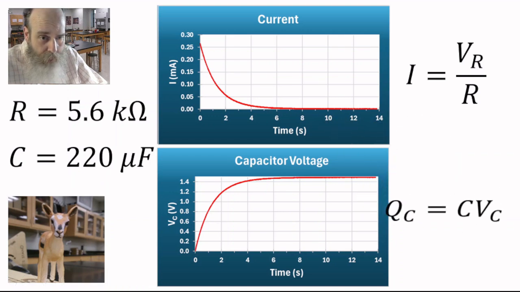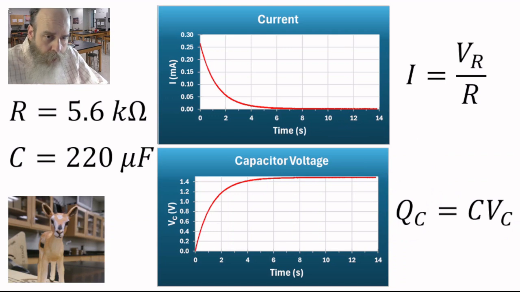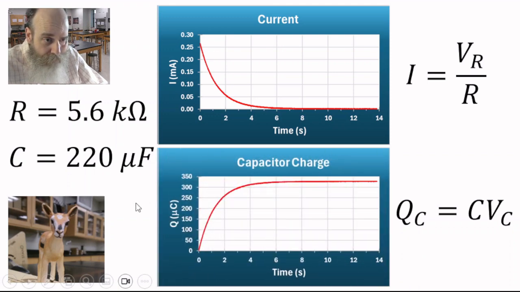If we use this relationship, the charge on the capacitor is given by the capacitance times the voltage across the capacitor. Using the capacitance of 220 microfarads, we get this. The charge Q starts at 0 and then increases to a constant value after a long time.